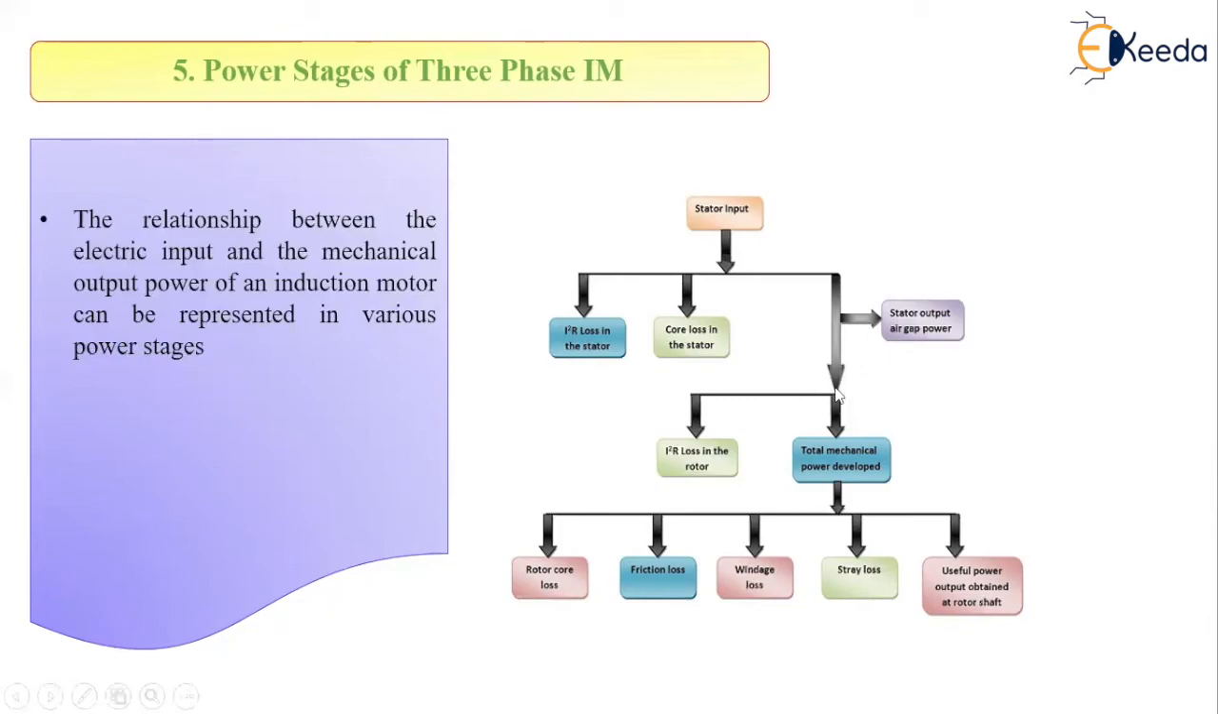Now when this power reaches the rotor, in the rotor also there are I square R losses. When we subtract these copper losses of the rotor from the rotor input power, which is nothing but the air gap power, which is nothing but the stator output power, then whatever power is developed is called the total mechanical power. Now when we subtract from this total mechanical power the rotor core loss, then friction and windage loss, and the stray load loss, finally we get the useful power, that is the output power of the motor. So these are the power stages of a three-phase induction motor.